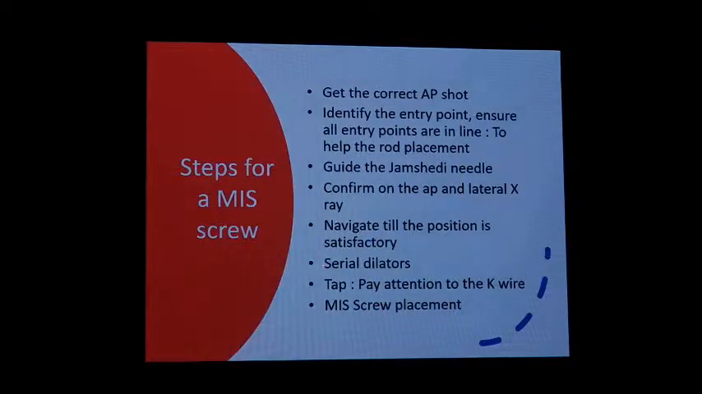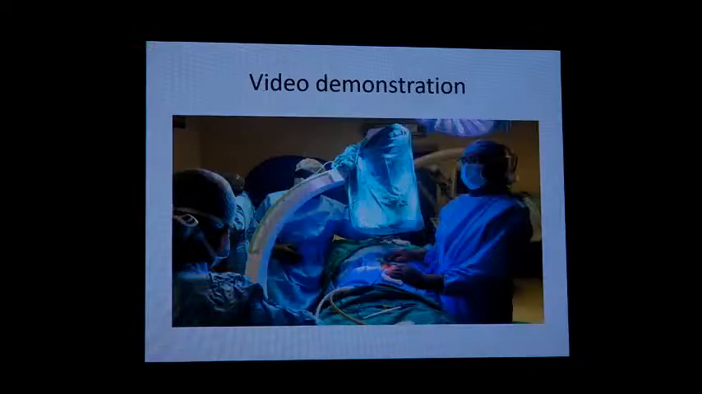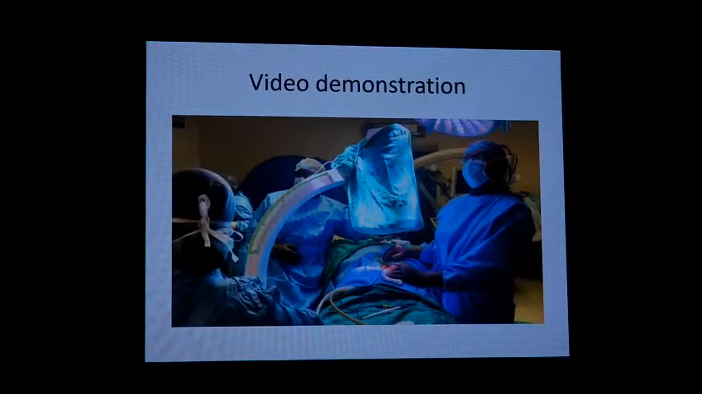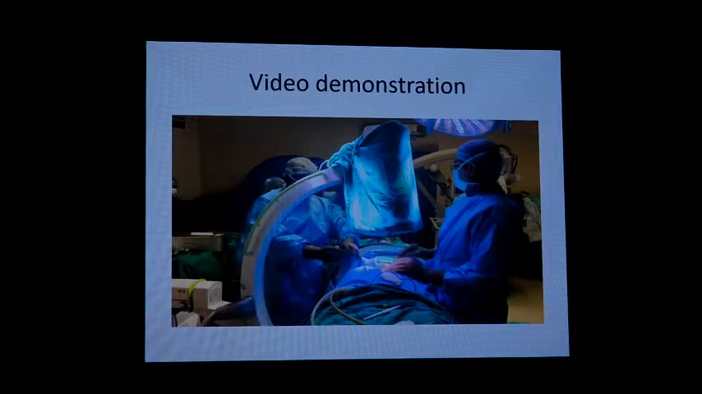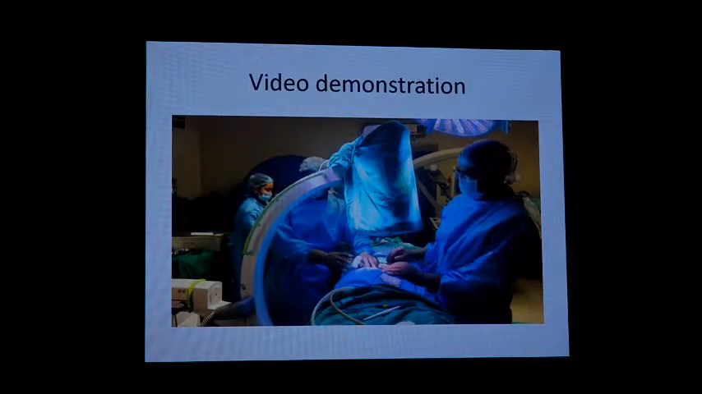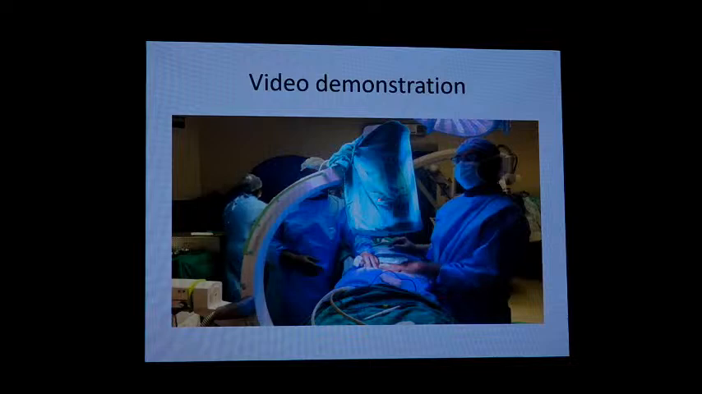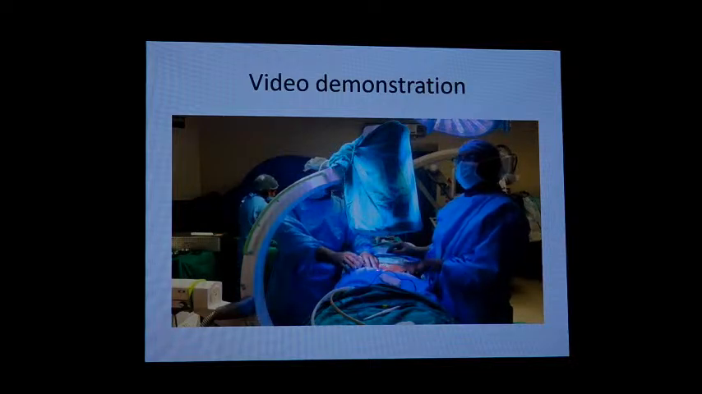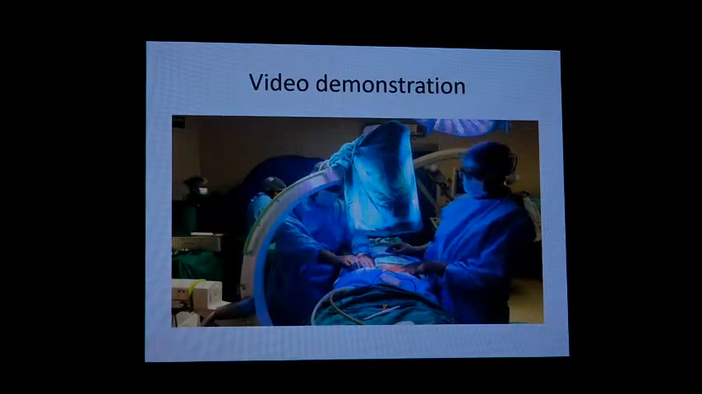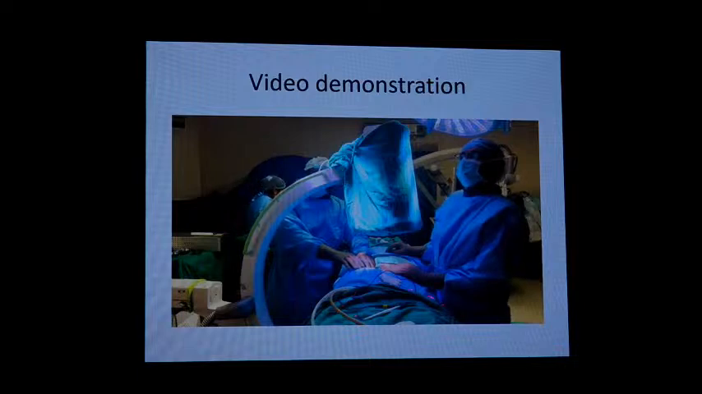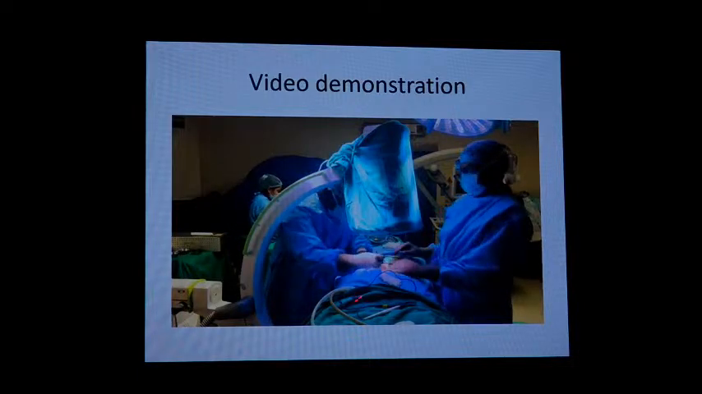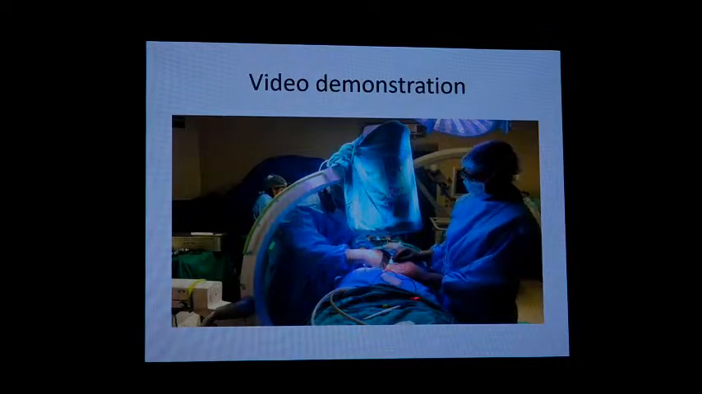Once that's done, you need to put in your K wire and serial dilators, and the MIS screw has to be placed. So here I run a small video which shows the position and the steps that are involved. Here we are getting an AP view, seeing that the trajectory is good. It's always good to have 2 people doing it at the same time so that we can minimize the radiation exposure. Now that can be avoided using navigated drills too. Place your incision.